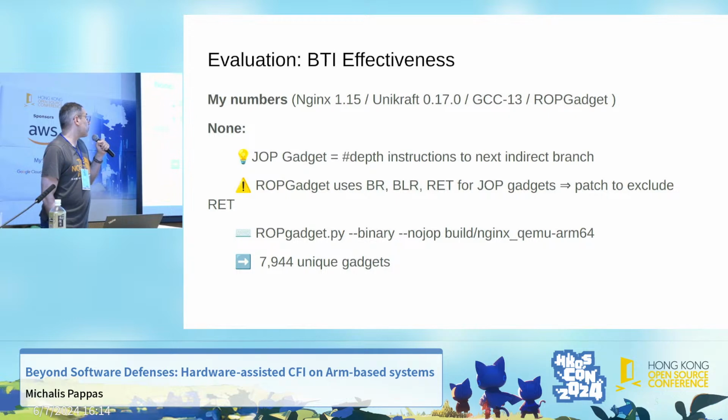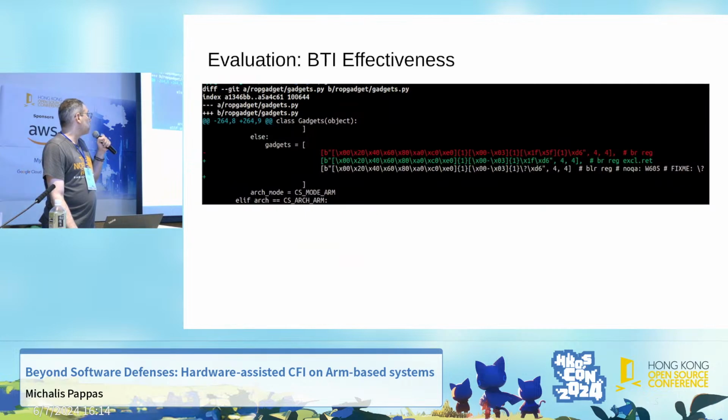I patched ROP gadget to remove return, because I assume that return is already protected by Pointer Authentication, and I ended up with 8,000 unique gadgets. This is my patch for removing the return, just for full disclosure of my methodology.